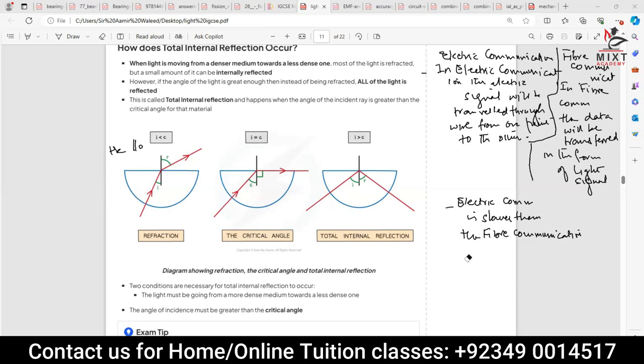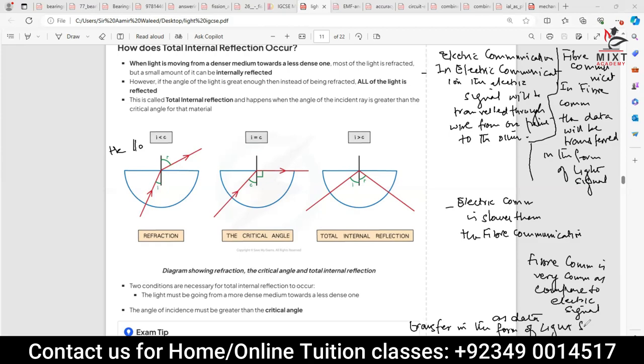In fiber communication, the data is traveled in the form of light, while in electric communication, your data travels in the form of electric signal, or you can say current. So electric communication is slower than the fiber communication. That is the first thing. And on the other side, fiber communication is very fast as compared to electric signal, as data is transferred in the form of light signal. Okay. Any problems, guys?